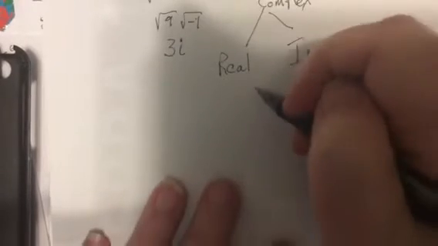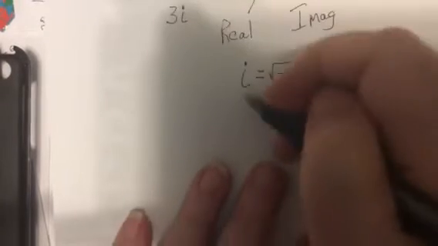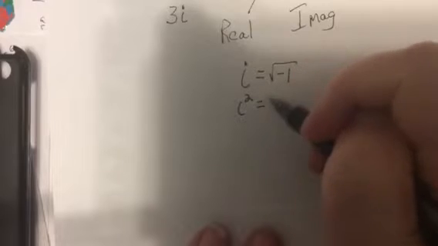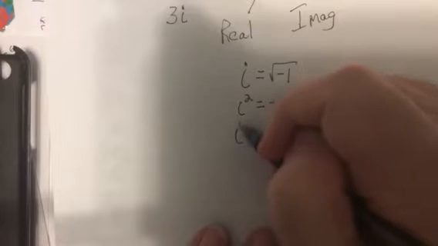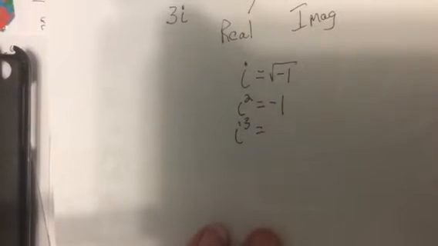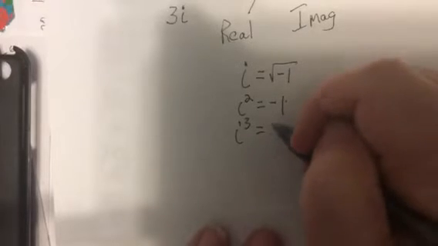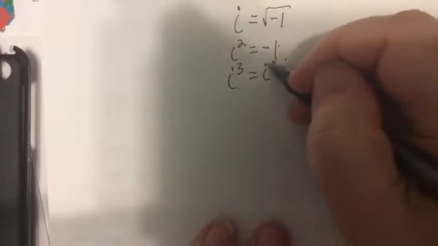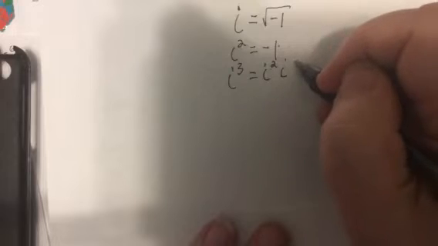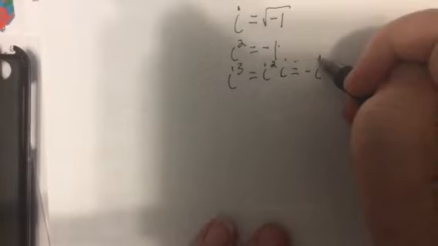Now the reason I bring this up is you got to know if i is the square root of negative 1, then i squared, the square root goes away, is negative 1. And i cubed would be negative i. Well, let's do it this way. It'd be i squared times i, because when you multiply two things with the same base, you add the powers. And I'm really talking fast. I apologize. So 2 plus 1 is 3, and i squared is negative 1, so that's negative i.